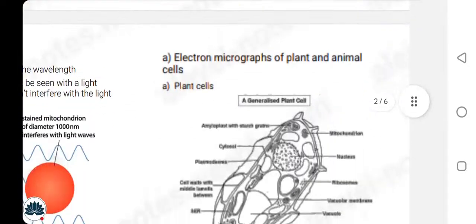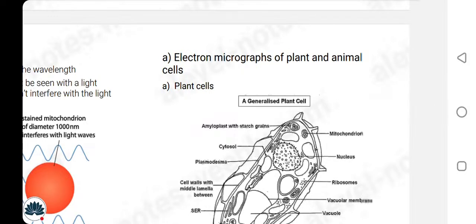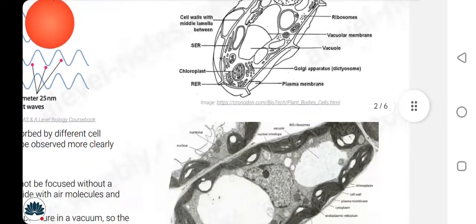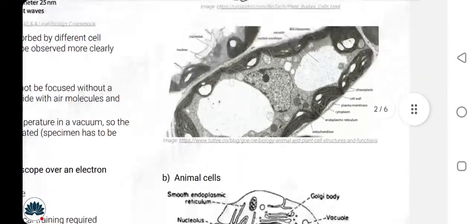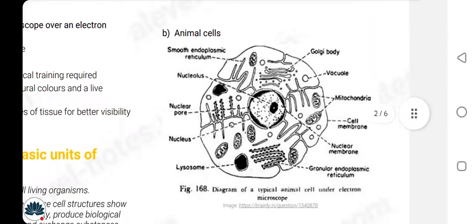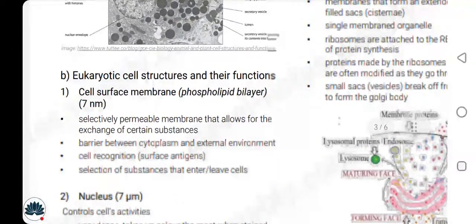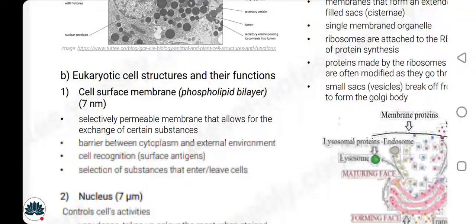Now moving towards the electron micrographs of plant and animal cells. This is what you have already learned, nothing is new. Yes, we have already learned this from the above images, so this is nothing new for you guys. Okay, so part B, eukaryotic cell structures and their functions.